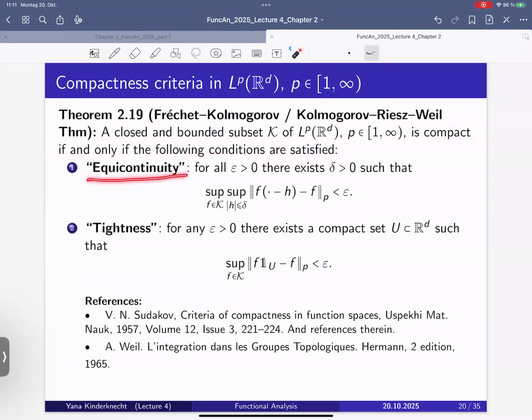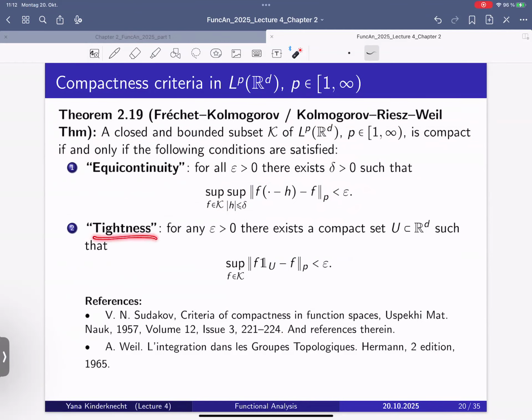First, equicontinuity with respect to the norm of this space. For any epsilon, there exists delta such that the supremum over all f in our set, and then the supremum, which we have already seen, but now the norm is different. Not the supremum norm, but the p norm. This is smaller than epsilon. Okay, equicontinuity with respect to the L^p norm.